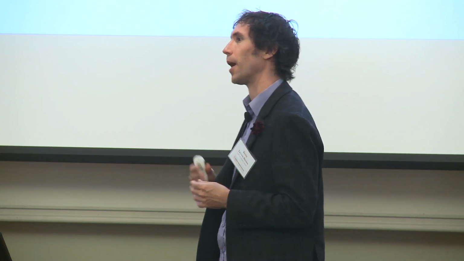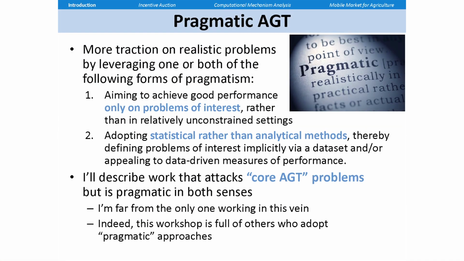The perspective that I'm going to advocate today is what I'm calling a pragmatic approach to algorithmic game theory. What I did argue to that community, and what I want to argue to those of you here who see yourself as part of that community, is that it's possible to get more traction on the realistic problems one should be interested in by leveraging one or both of two kinds of pragmatism. The first is to care about getting good performance only on problems of interest, rather than in relatively unconstrained settings, drilling into much narrower but nevertheless useful categories of problems.